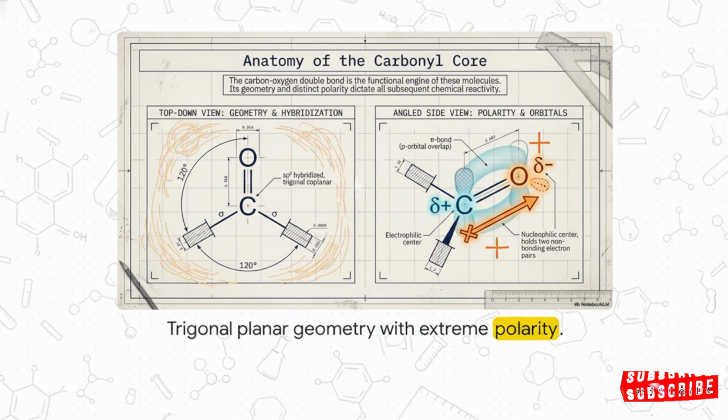This polarity creates a highly electrophilic, or electron-loving, carbon center, marked with a partial positive charge, and a nucleophilic oxygen center with a partial negative charge. This extreme polarity is literally the engine for everything that follows. Now, a really common exam pitfall is mixing up this charge distribution, so make a simple mental sketch of this bond geometry and lock it in.